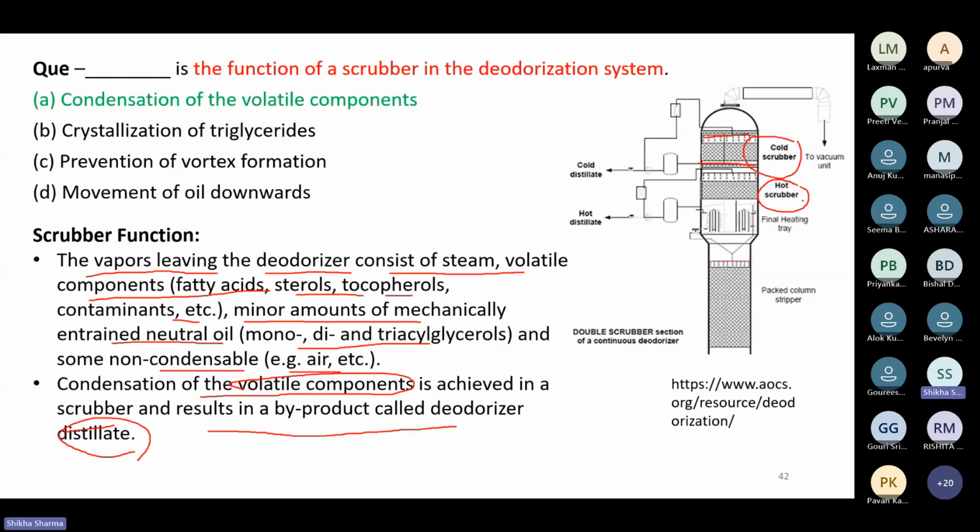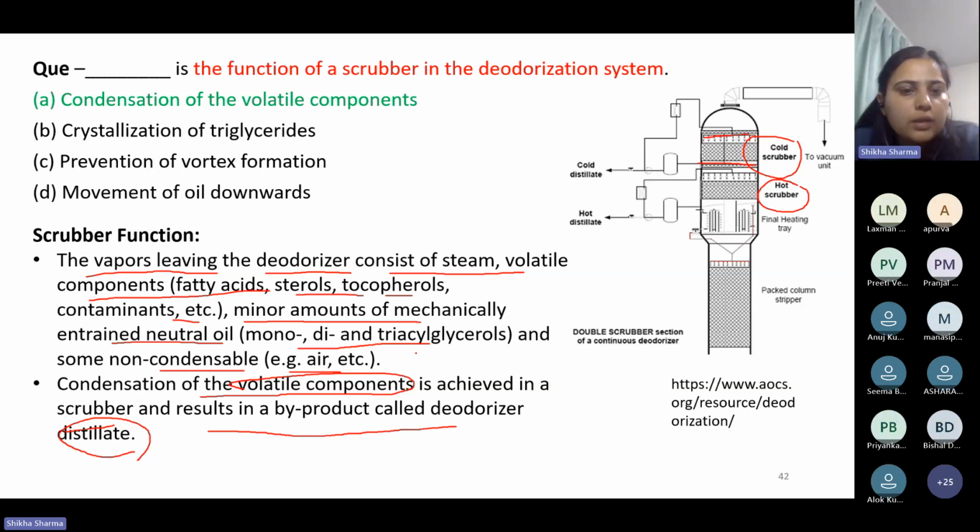Usually what is happening, these volatiles which are removed using the deodorizer system, the scrubber is going to condense these volatile compounds, and the final result we get is the deodorizer distillate.